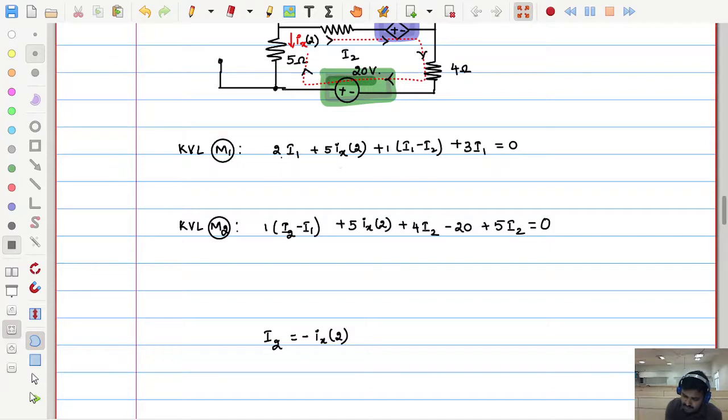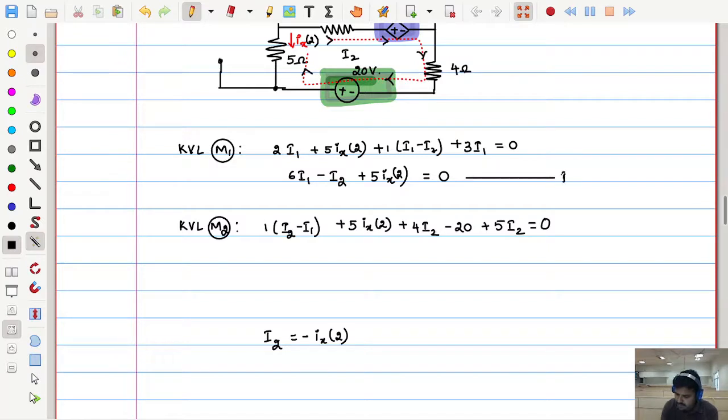How many I1s are there? 2 and 1, 3 and 3, 6 I1. Next, I2 also there. So how many I2s? Minus I2. What else is there? Ix2 is there, this is 5 Ix of 2. Is there any constant existing? No. So let me make this 0. Did I consider properly? Let me check. 2 plus 1, 3 and 3, 6, and minus I2 and 5 Ix2. Let me call this equation number 1.